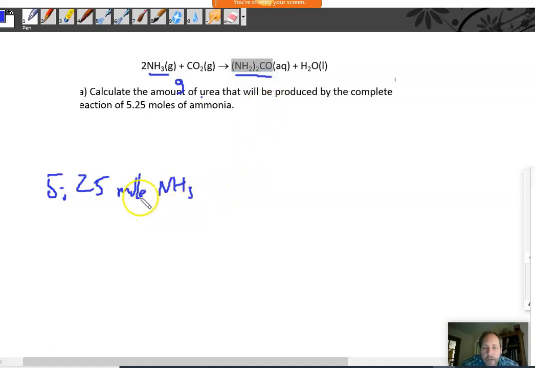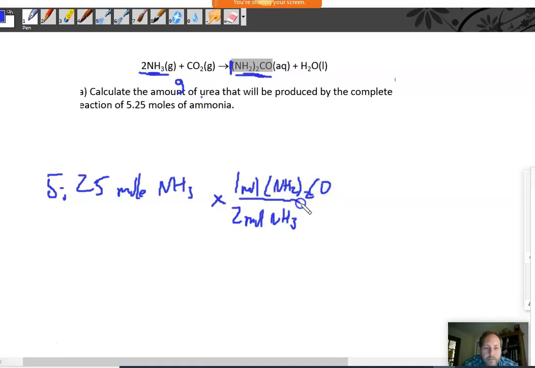Okay? So I'm already in moles of ammonia. I have to convert it to moles of urea. This is a mole-to-mole conversion. Remember, anytime I give you information about one compound, and I want you to give me an answer about another compound, we got to use a mole-to-mole conversion. So in this case, I'm going to use the balanced equation. There are 2 moles of ammonia for every, remember I have a 1 here, 1 mole of urea. Does that make sense? Everybody understand how I'm getting this 1 to 2?